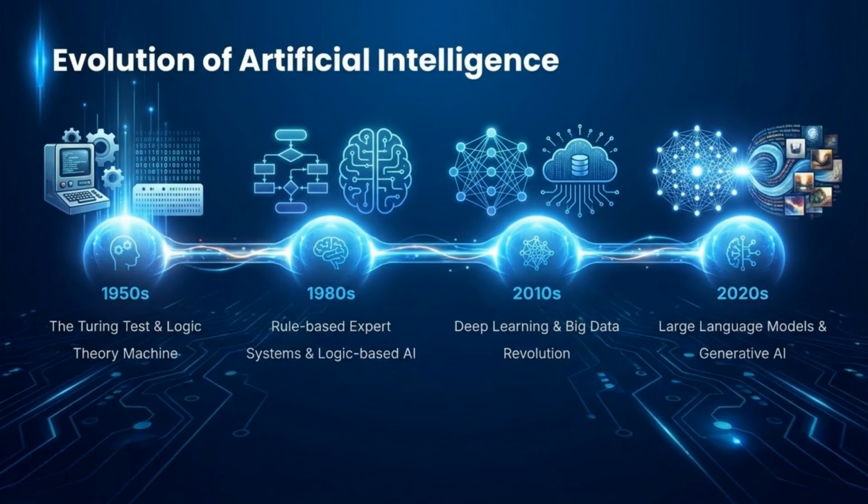The evolution of AI shows a progression from the Turing test in the 1950s to rule-based expert systems in the 80s, the deep learning revolution of the 2010s, and the rise of large language models and generative AI in the 2020s.